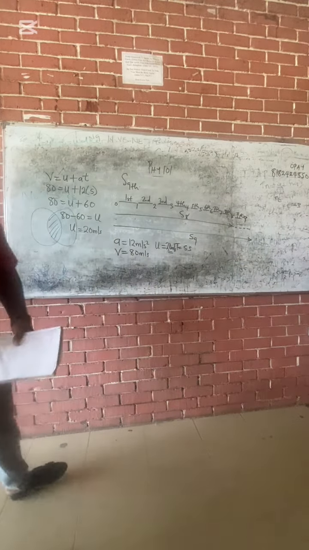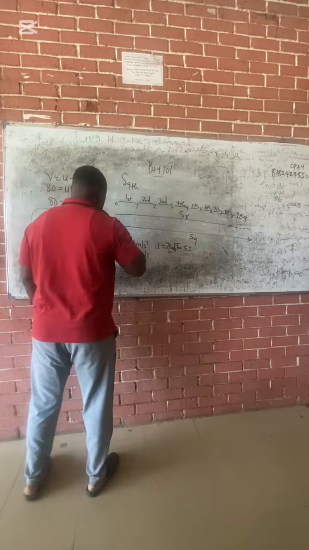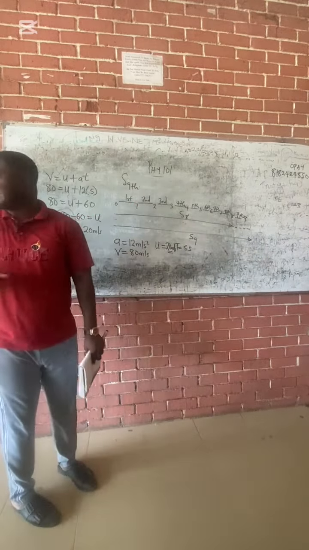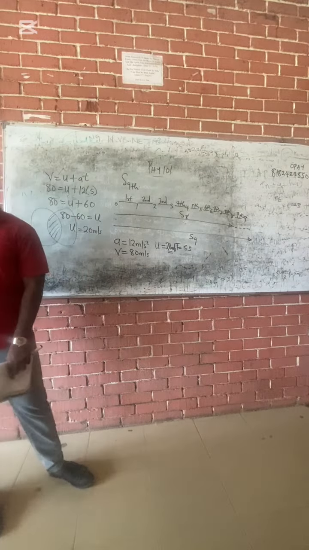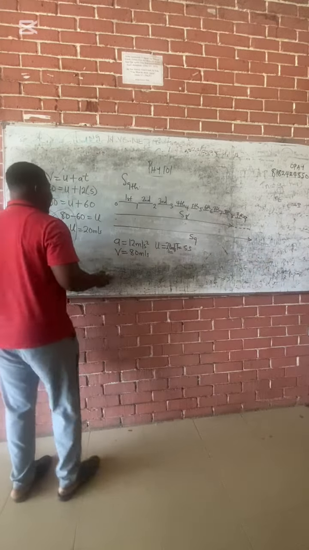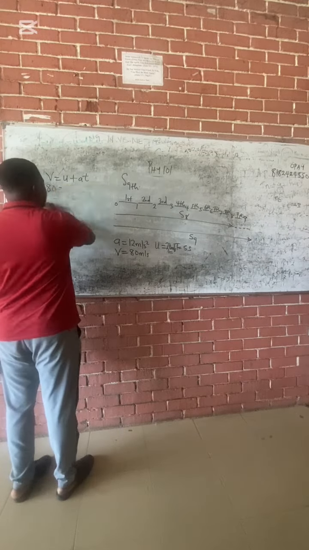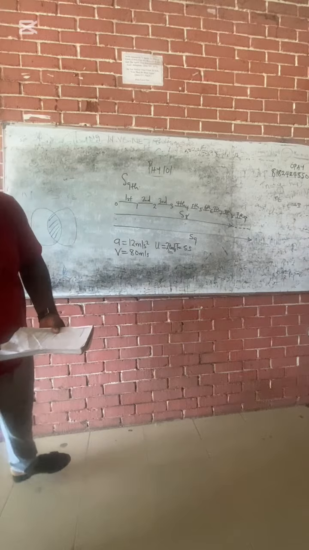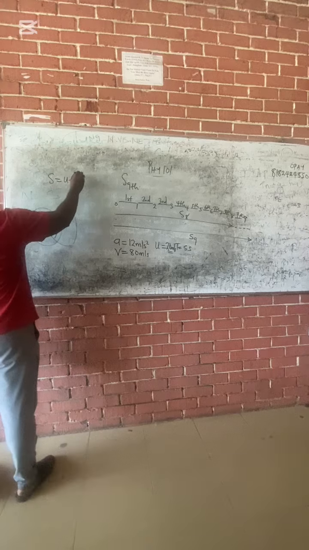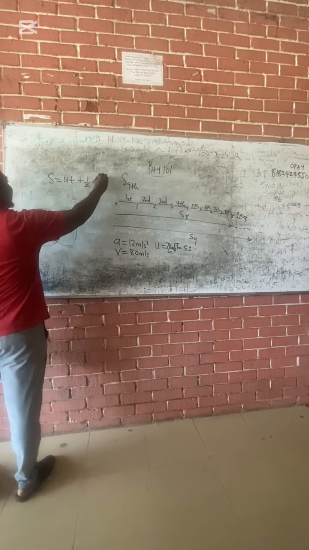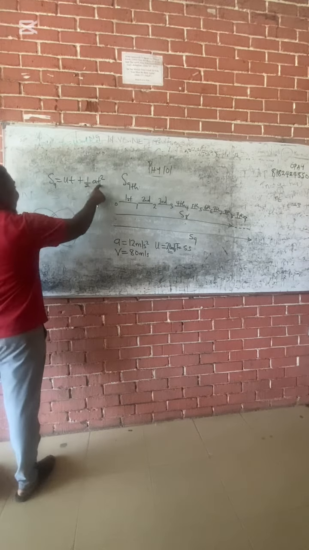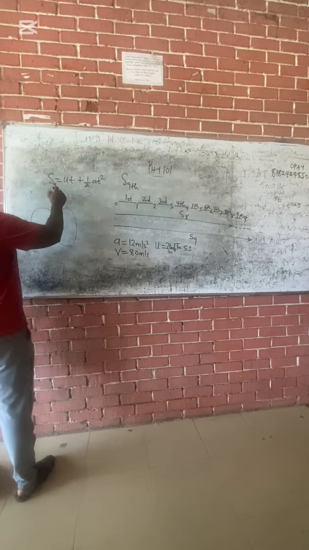Now, let us find the distance covered in 9 seconds. S equals ut plus half at square. We'll find the distance covered in 9 seconds. It means that our time here will be 9. Don't forget our u is 20.